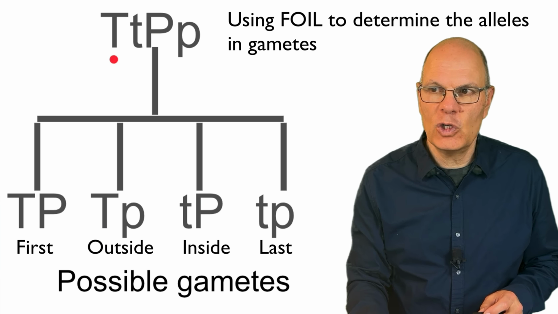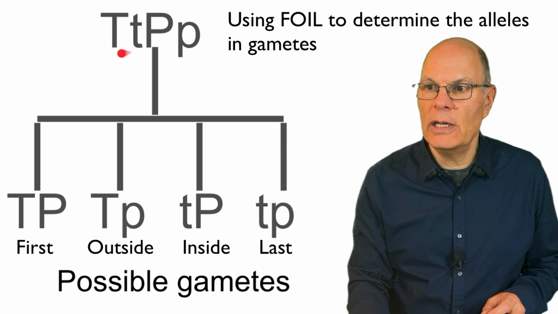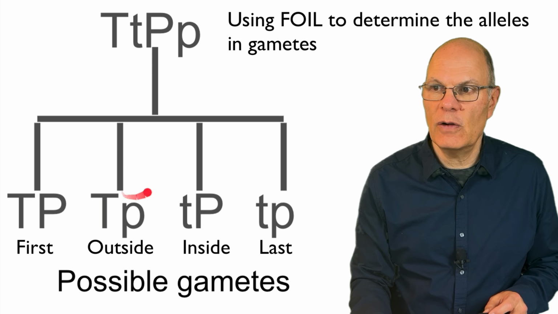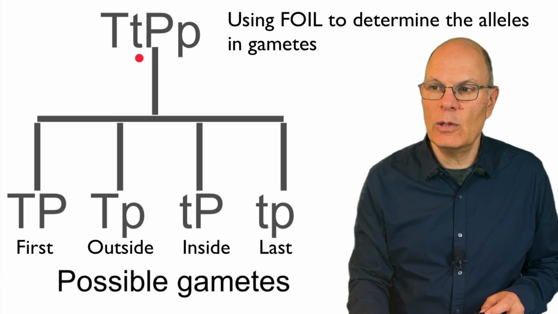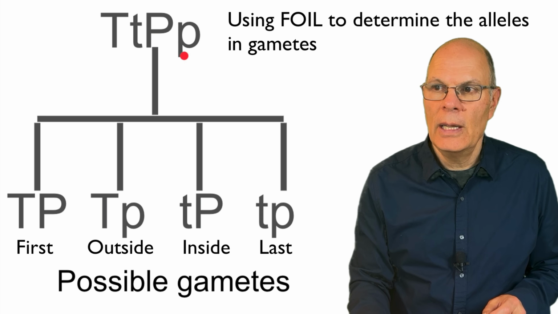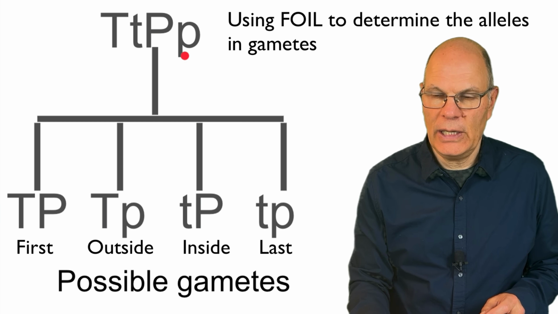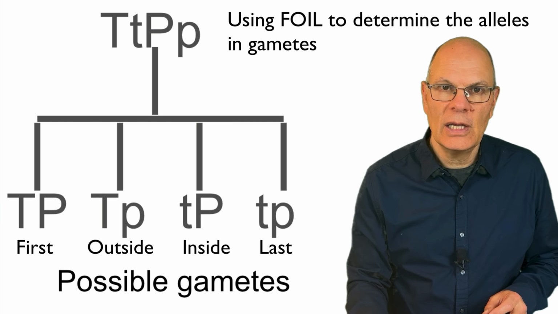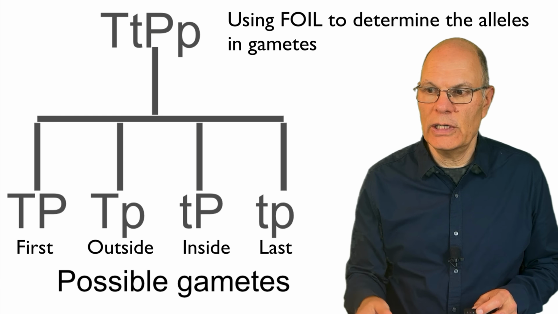So you take the first one, big T, big P. You take the outside one, big T, little p, that's over here. Then you take the inside one, little t, big P, that's over here. And then the last one, little t, little p. So 4 gametes can come from a dihybrid organism.